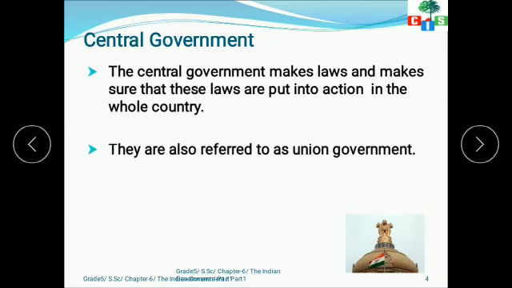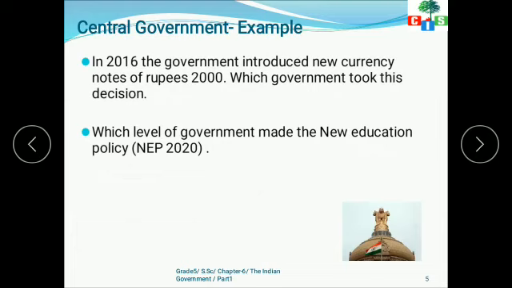Let's have a clear understanding through these examples. First, in 2016 the government introduced new currency notes of rupees 2000. Now children, all of you know that in 2016 the government took the initiative of introducing the new currency note of rupees 2000. The question that comes to my mind is which government took this decision: the state government, the central government, or the local government?